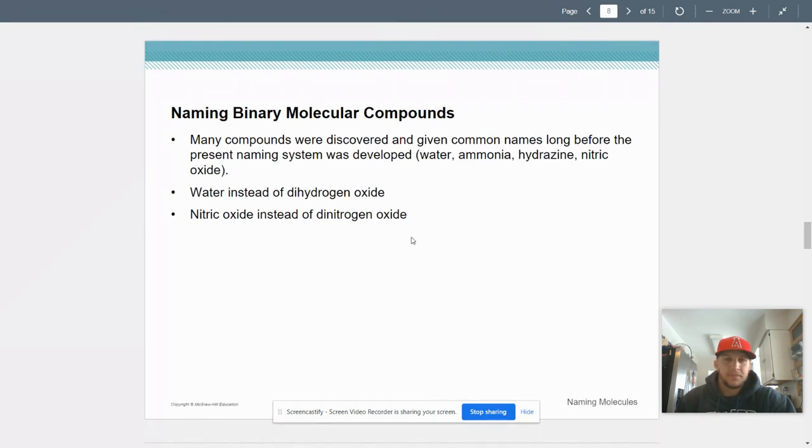Now, there's going to be some compounds that you're going to run into that were given common names before our naming system was developed. You know, water, ammonia, hydrazine, nitric oxide. These are all examples. So we use the name water instead of dihydrogen oxide, and we use nitric oxide instead of dinitrogen oxide. And that's just because those were common names that were given to these before this naming system was developed.